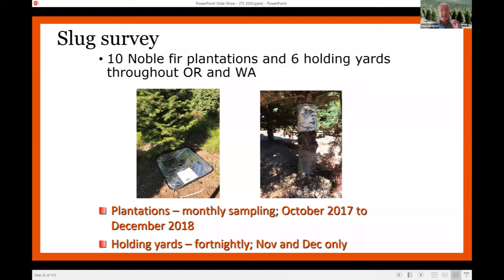The plantation sampling was done with these mats here where the slugs congregate beneath the mats, or we had samples of these same mats cut in half longitudinally, and we attached the mats to the trunk of the tree to see whether or not the slugs were going up into the tree or just on the ground. And then these mats were used on the holding yards, on the shipping areas, to see where the slugs might be getting into the trees.